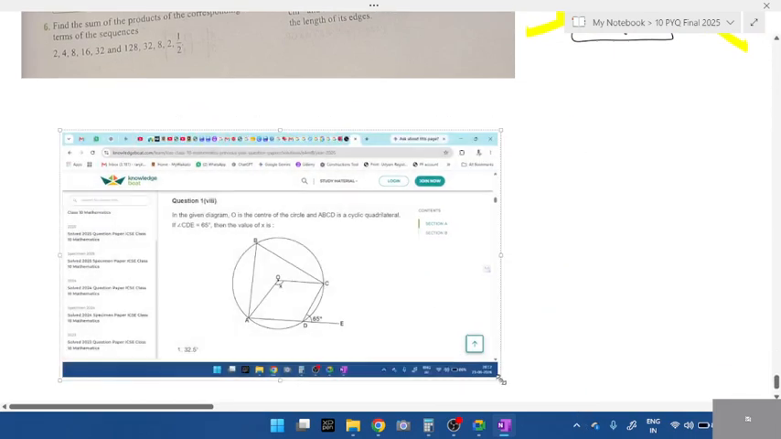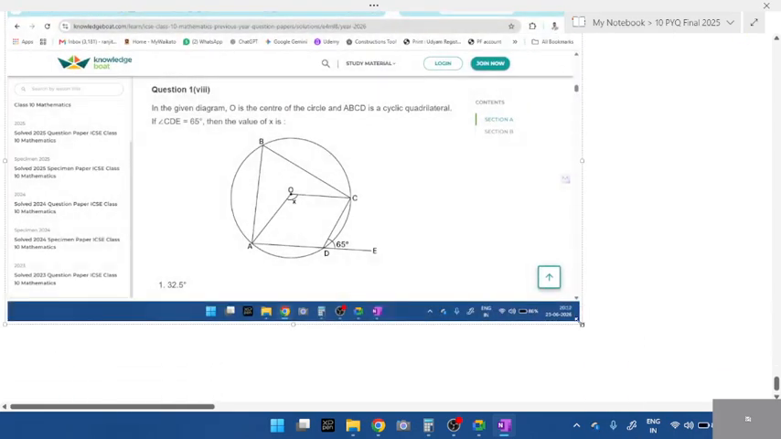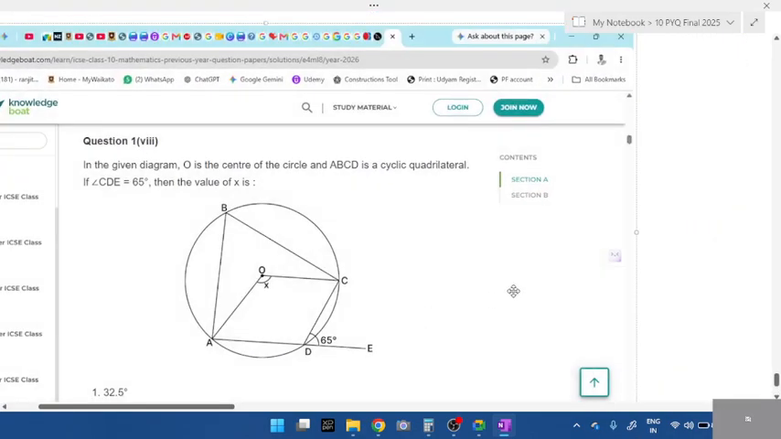Yeah, try this, students. MCQ question. Hardly 10 seconds, you can complete this. Use exterior angle for a cyclic quadrilateral.